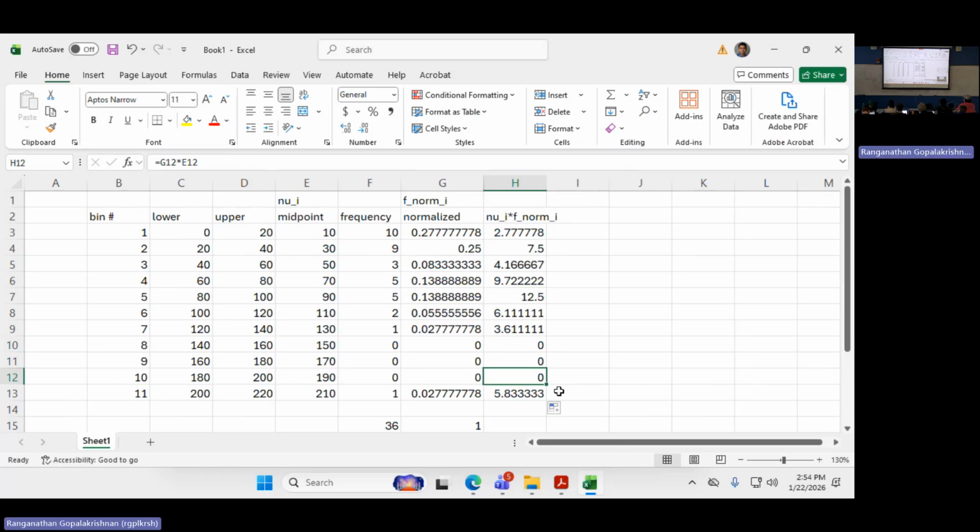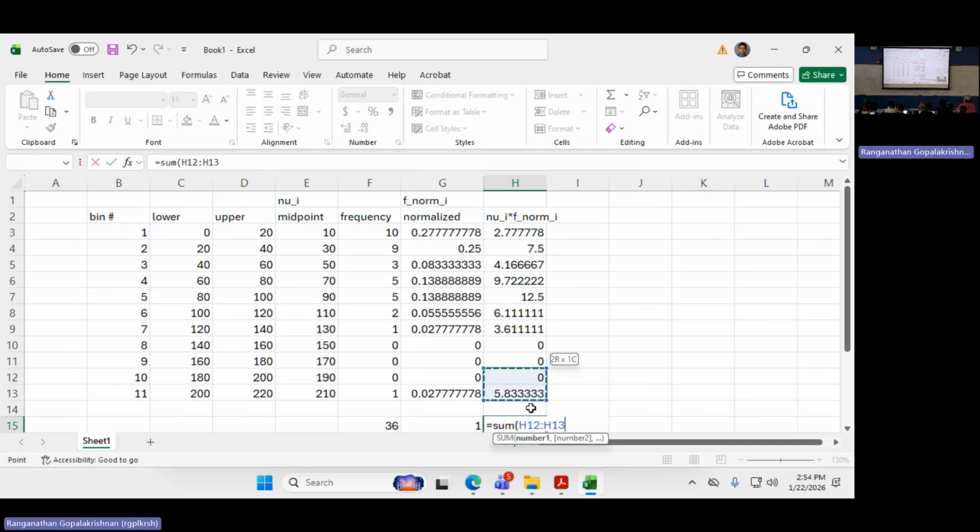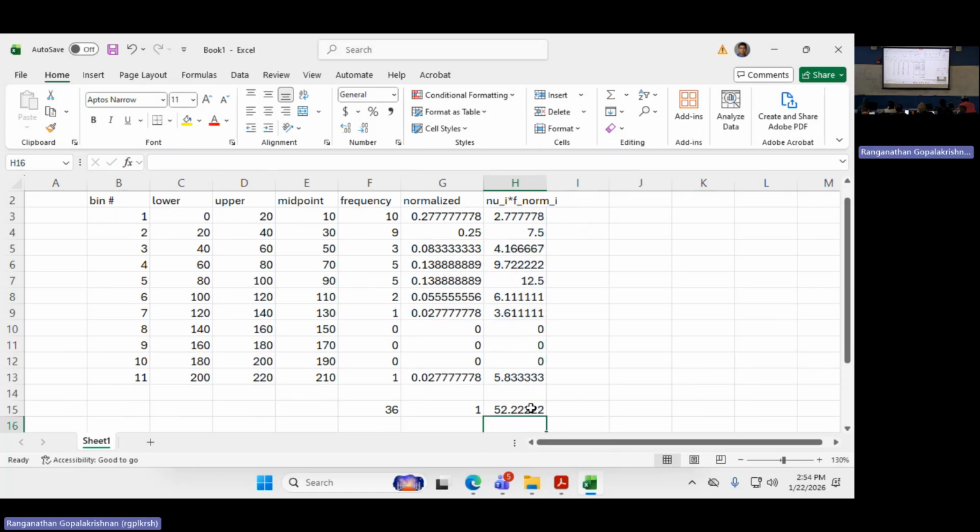Okay, if I do that, the sum of these values would be what? This is nu i times f i for each bin. If I add the sum of these values, that is our sample mean. Yes, no, yes, okay. So our sample mean is 52.22, or even I should say 52. Our sample mean is 52.